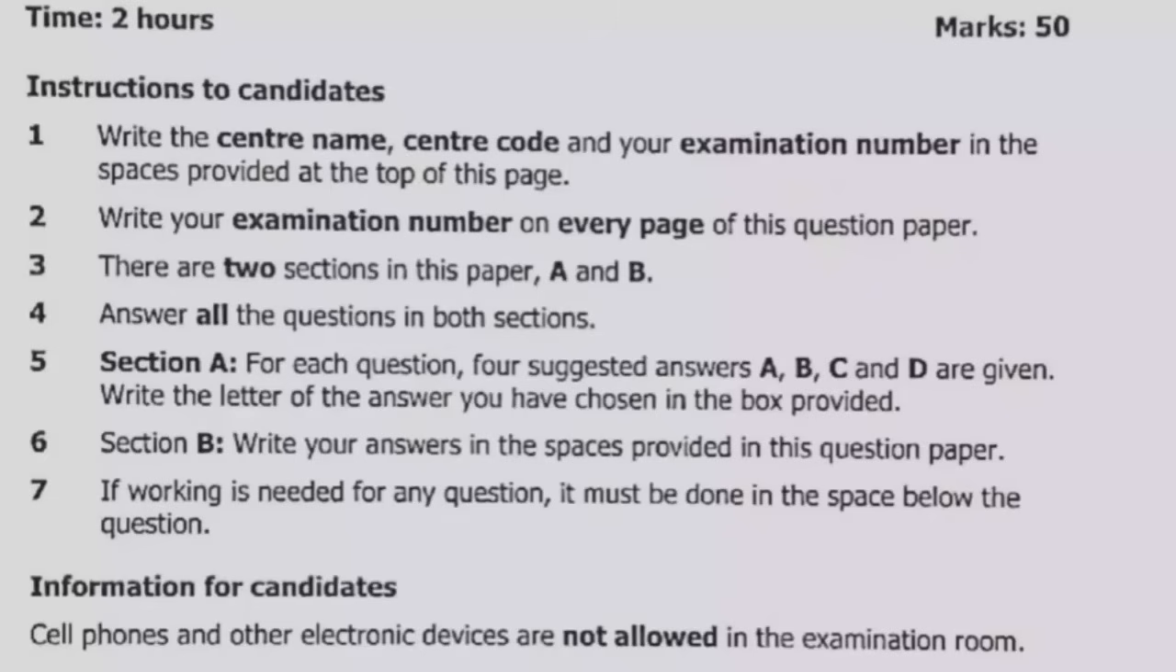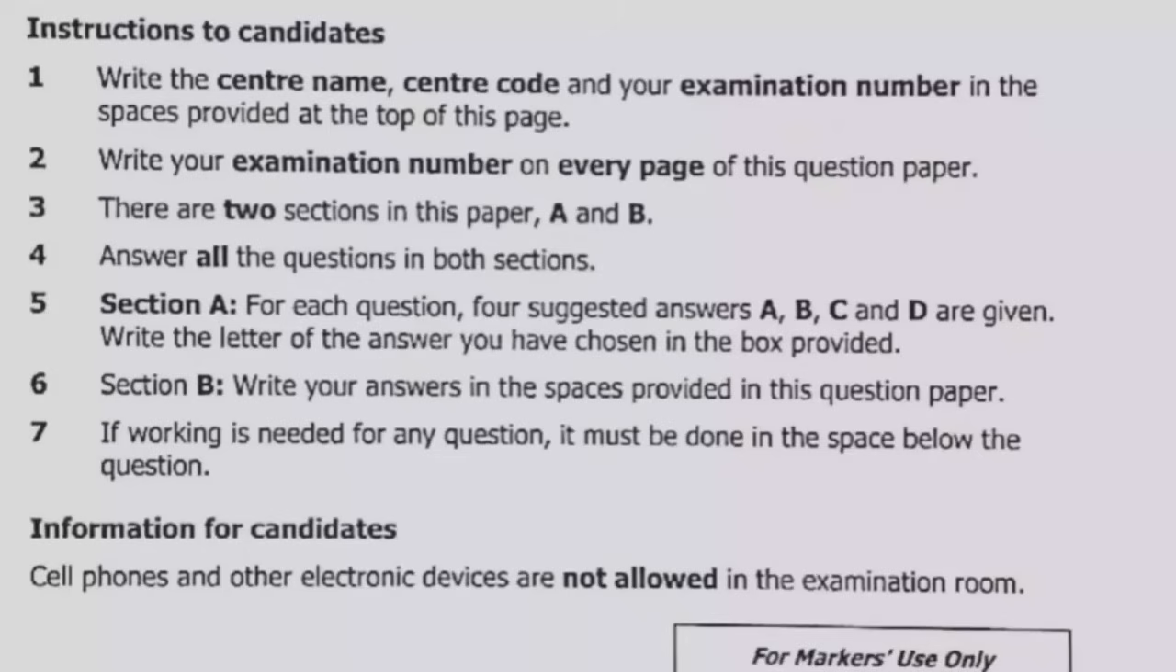Instruction 3 says there are 2 sections in this paper, A and B. So this paper consists of 2 sections. In case you have a paper that has only 1 section, please raise your hand and let your supervisor know that your paper is incomplete. Number 4, answer all the questions in both sections. So you are going to answer all the questions in both sections.